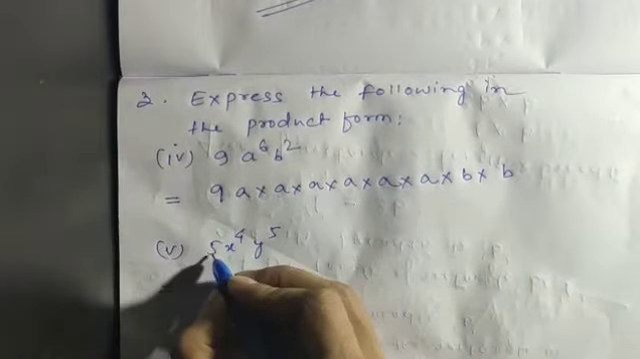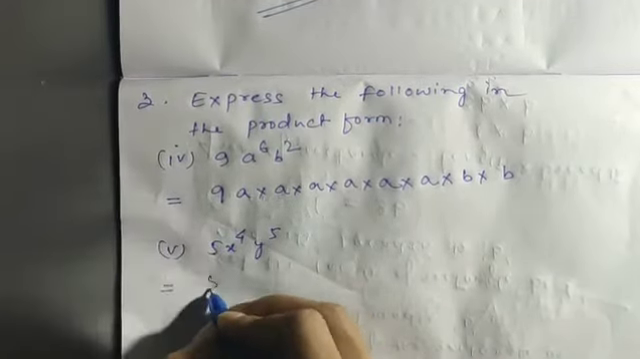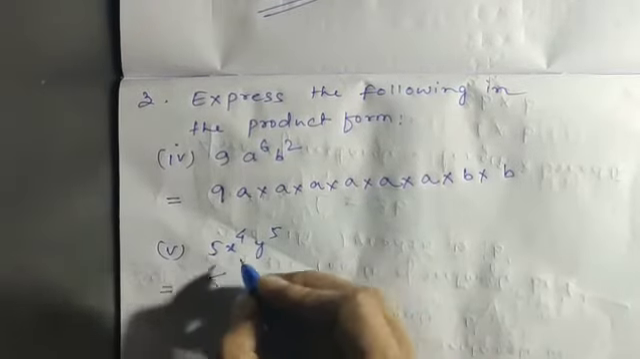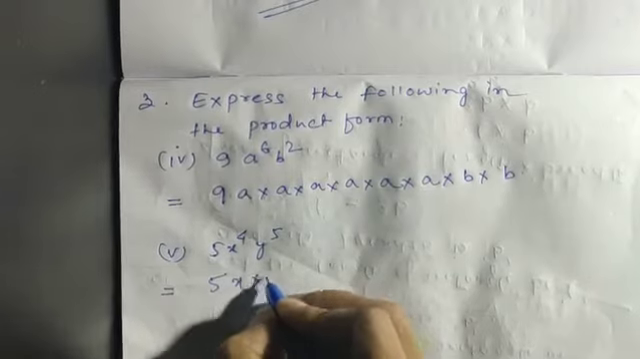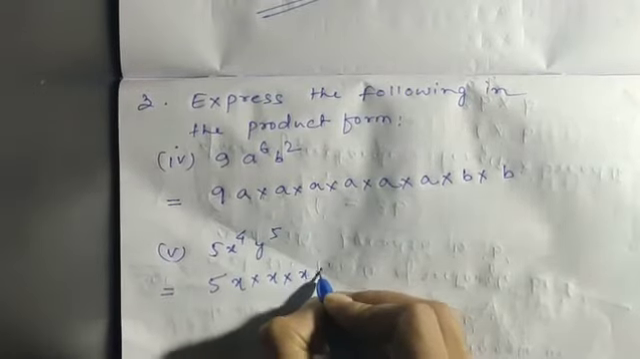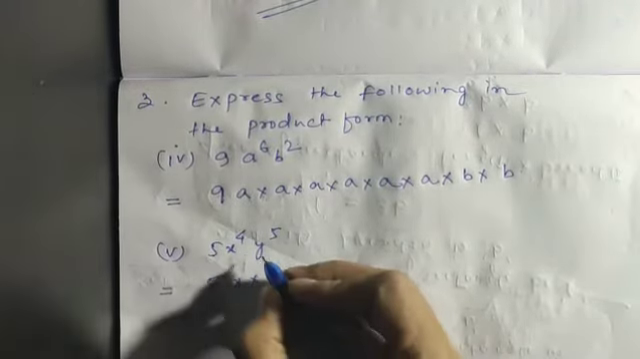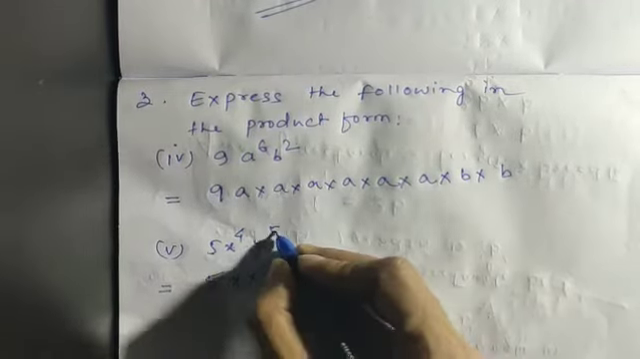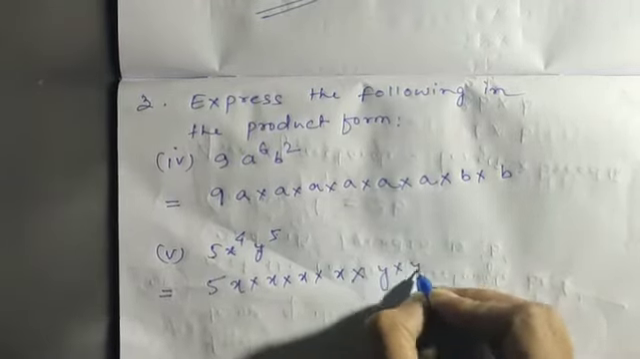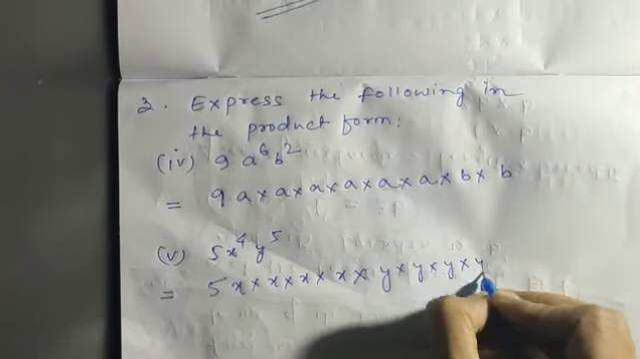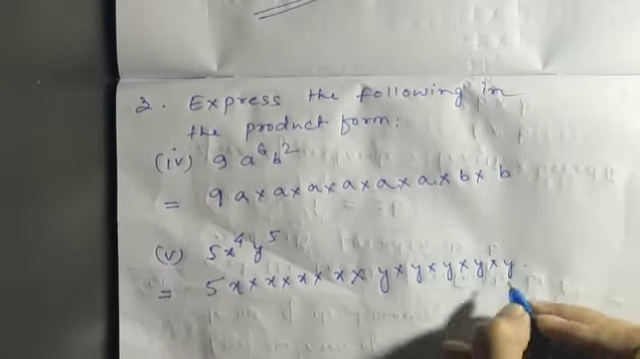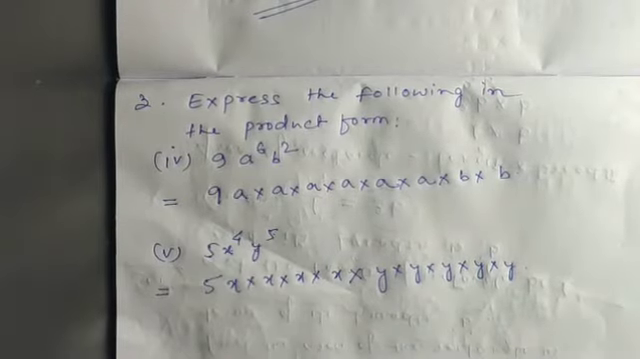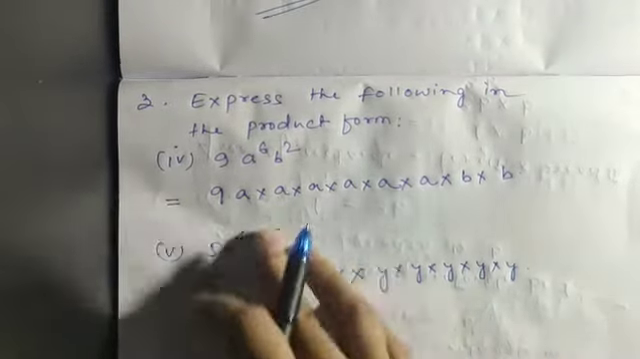The last one you see, number 5, x power 4, that means 4 times x is there. X into x into x into x, 4 times. Then no sign between x and y, so into y power 5. So y into y into y into y into y, 5 times y. Got it? So this is how we are going to express in exponential form and in product form.